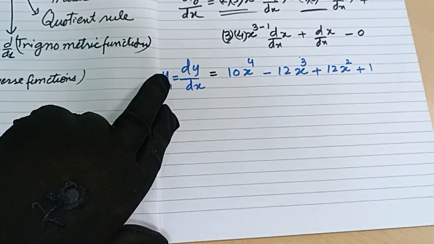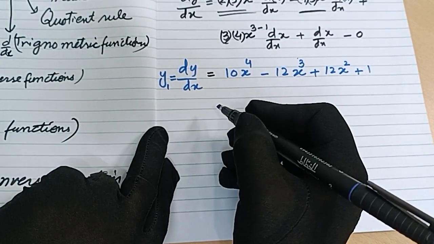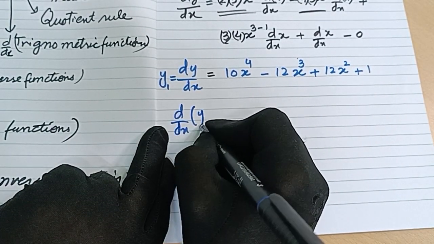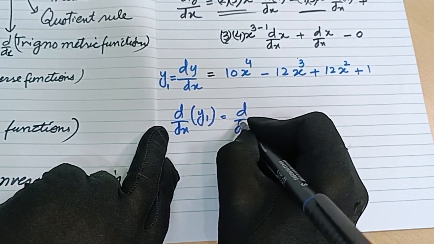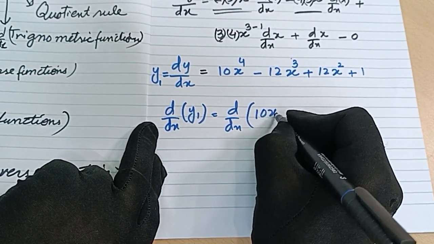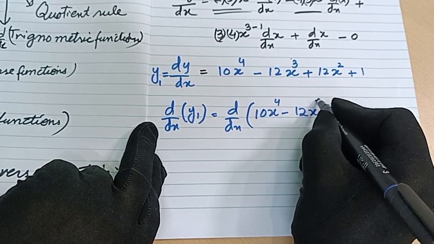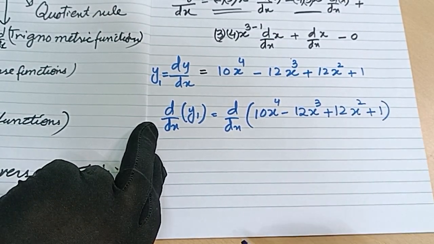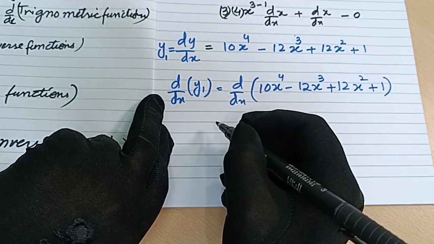Now the first derivative is done. The second derivative we will take on the first derivative, meaning the derivative of y1 equals the derivative of the given expression which we have solved. Now we will take its derivative.